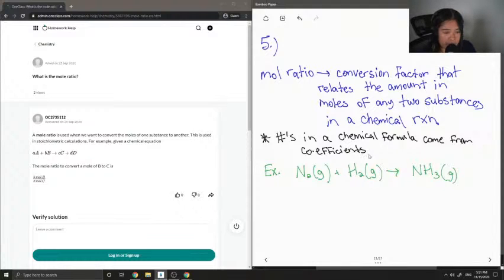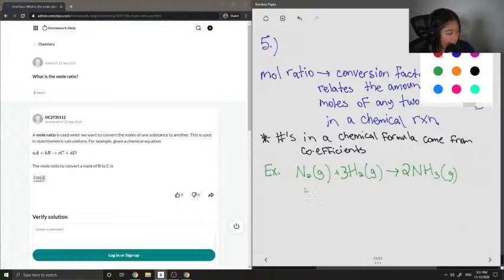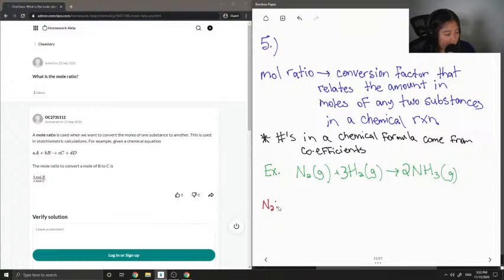There are 2 nitrogens in the product, so I'm going to write a coefficient of 2. And now there are 6 hydrogens, so I am going to write a coefficient of 3. And now the equation is balanced. If I were to find the molar ratio of nitrogen to hydrogen, I would simply look at the coefficients after the equation is balanced, and I'll see that their ratio is 1 to 3. So therefore, we can say that you need 3 moles of hydrogen to react with 1 mole of nitrogen.